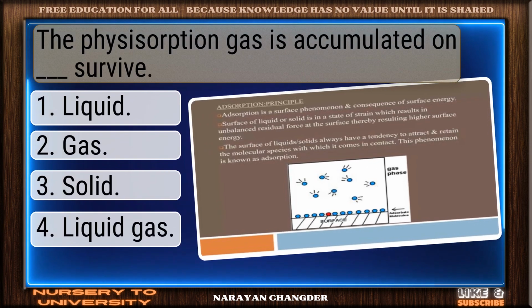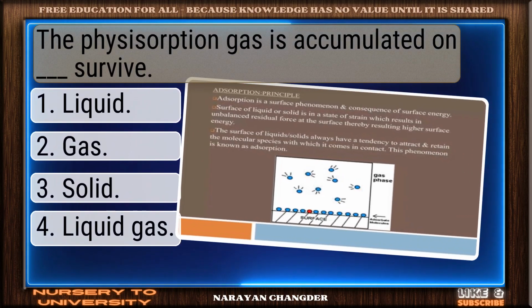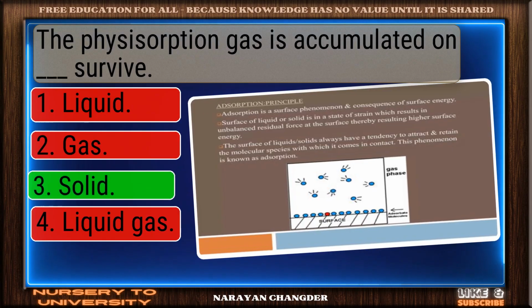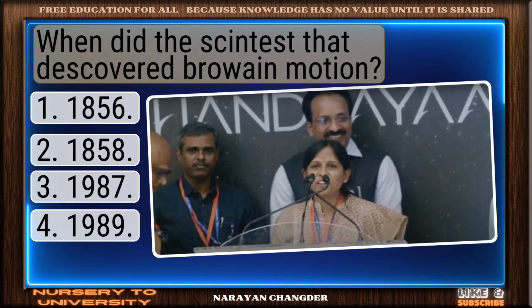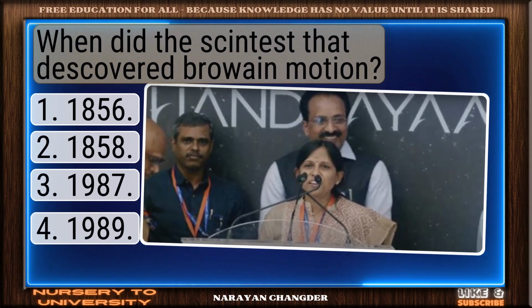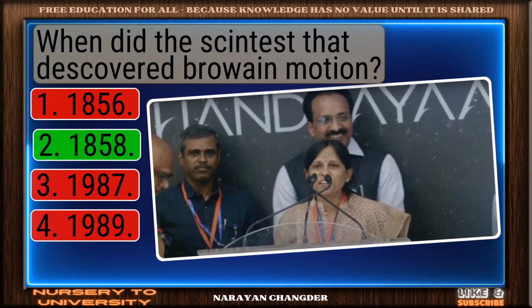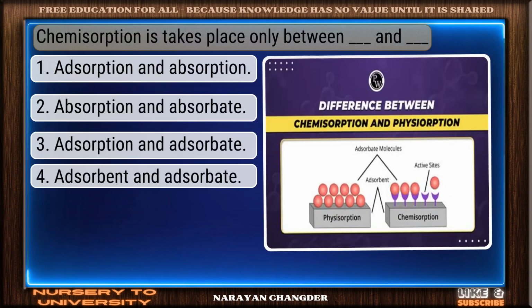In physisorption, gas is accumulated on dash surface. You got it. Your choice solid is right. When did the scientist discover Brownian motion? Well done. 1828 is the right choice.